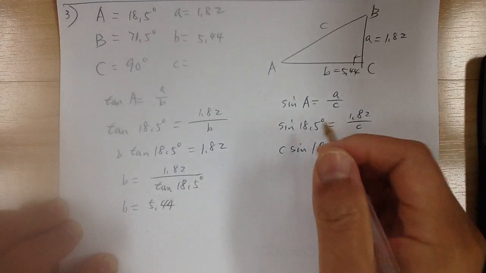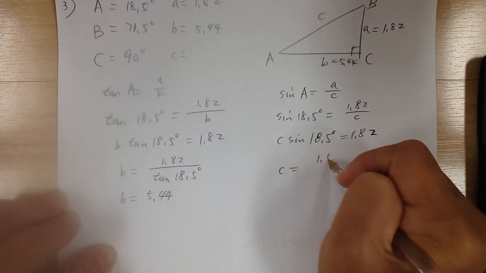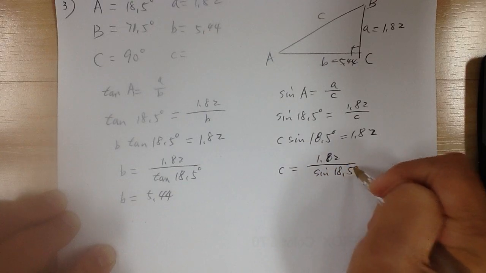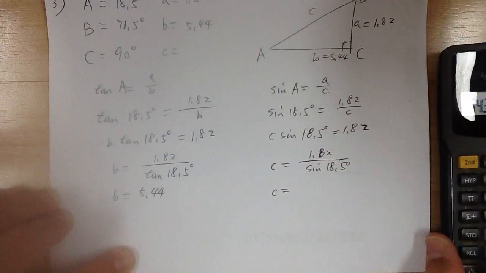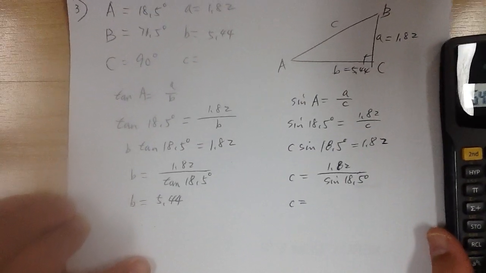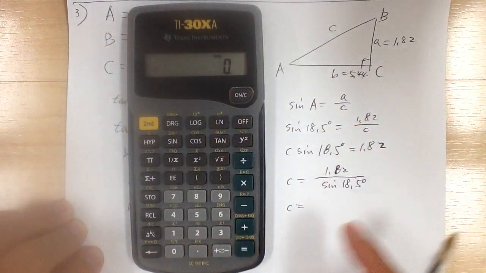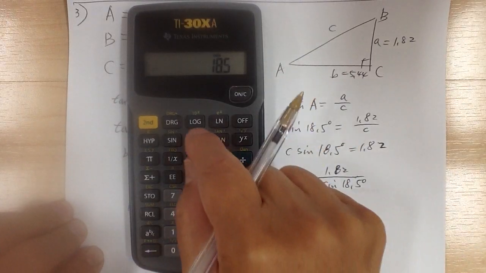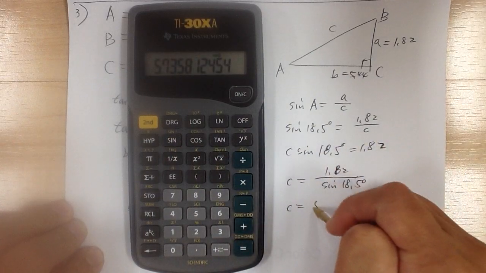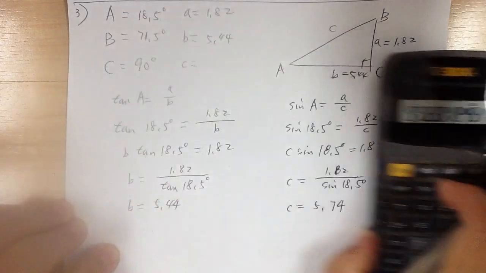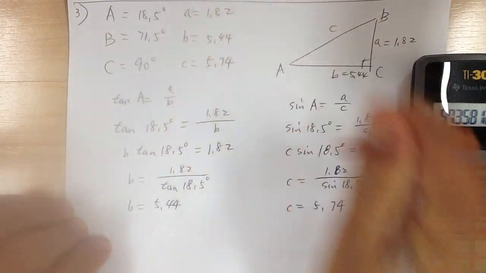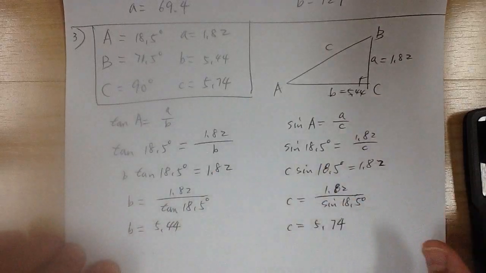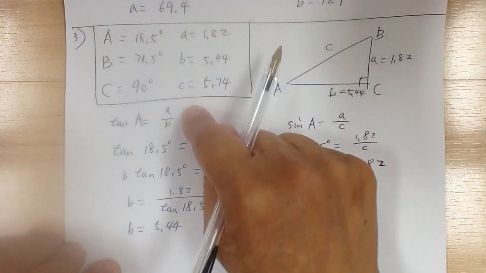Okay, and then you divide to get rid of it, so c equals 1.82 over sine of 18.5 degrees. So c equals, okay, get the calculator and then work it out. So 1.82 divided by sine of 18.5 equals 5.74. Okay, so 5.74, and so this would be your answer. So again, when they say solve for a triangle, it means you're looking for all three angles and all three sides.